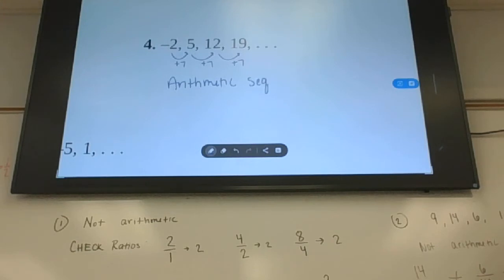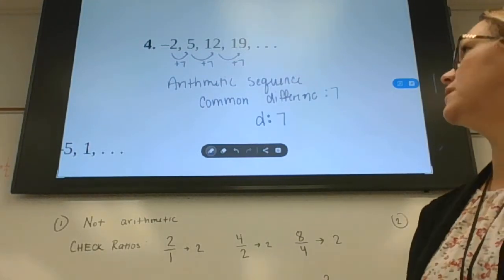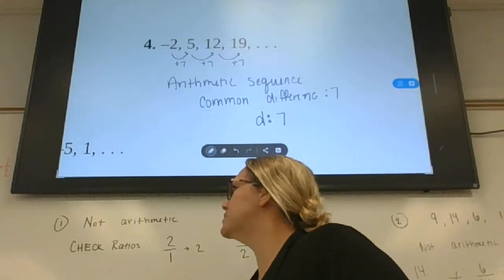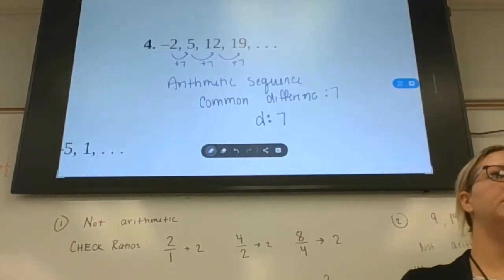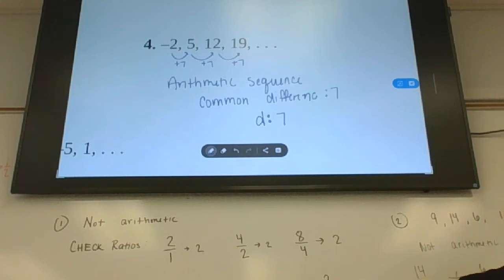And now I'm going to test you with some vocabulary here. Back when we talked about arithmetic sequences, we called this the common difference. We said it was the D value. So in an arithmetic sequence, you have a common difference. In a geometric sequence, you have a constant ratio. Vocabulary.